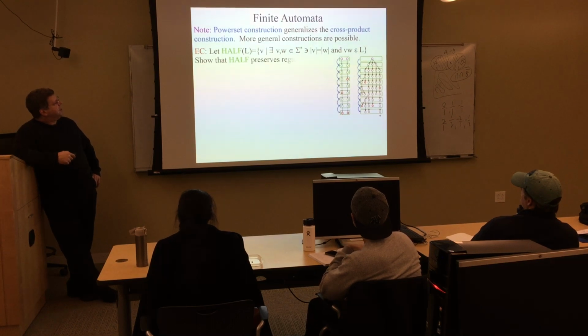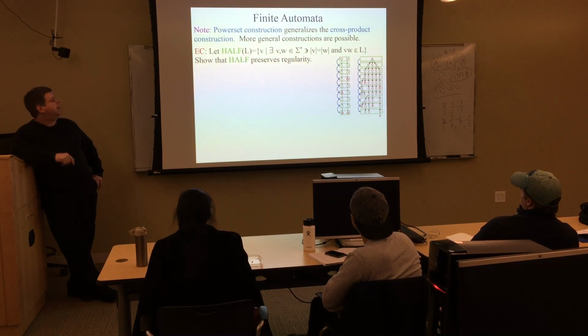So for example, here's an extra credit problem that uses this kind of power set construction, actually it's a little bit more general than that even. Half of a language is defined as the first halves of all even length strings in the language. So if you have a string that looks like VW in the language, only the V gets taken into the half operator on that language. It's all the first halves of all even length strings in the language. For extra credit, show that this half operator preserves regularity.